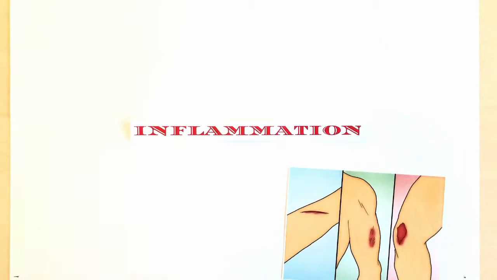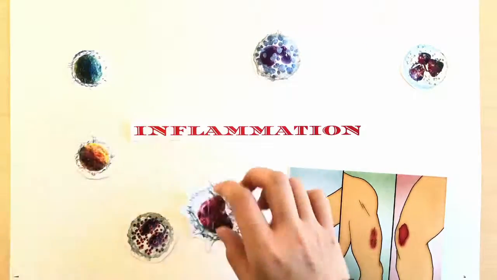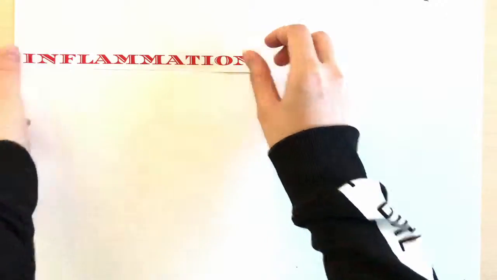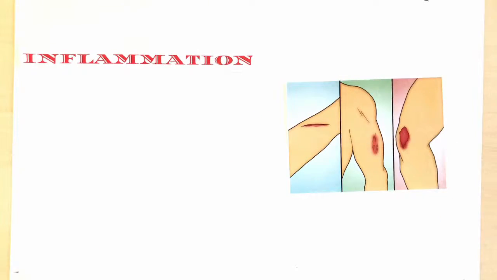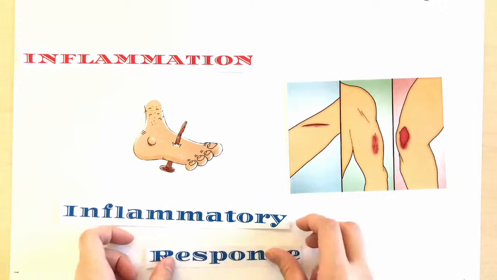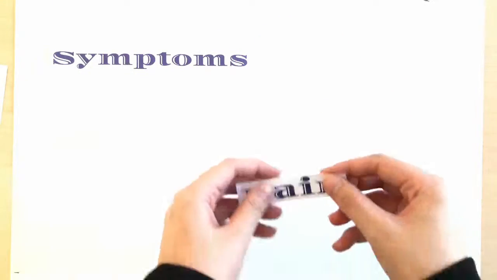Let us now move on to the process of inflammation and how it actually works. Inflammation occurs when microbes invade our body tissues, causing them to have an inflammatory response. The symptoms of inflammation are pain, redness, swelling, and heat.